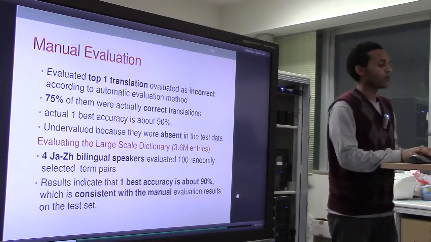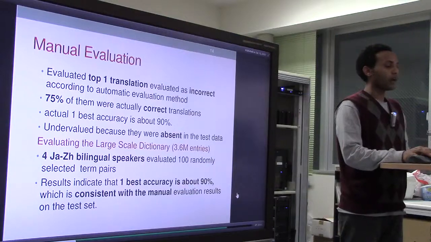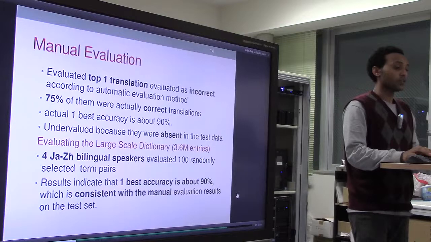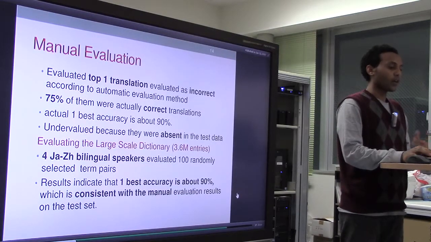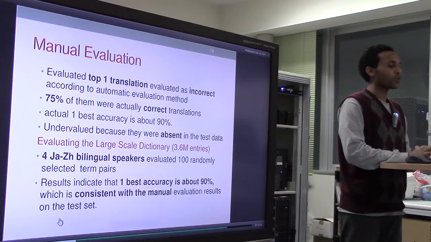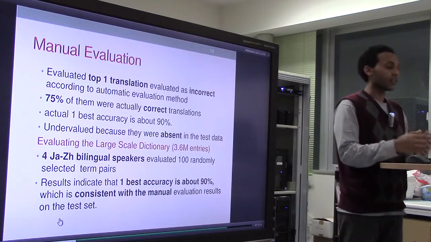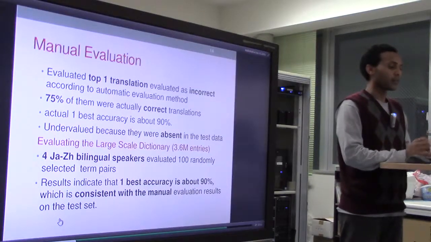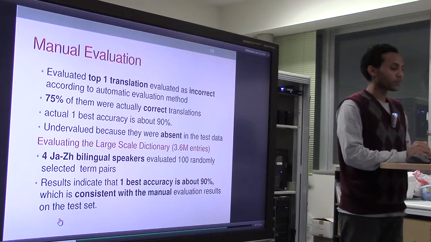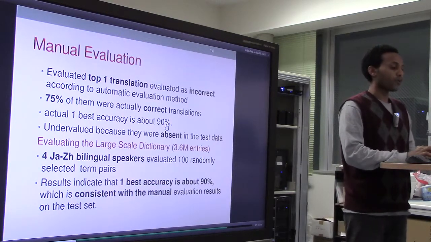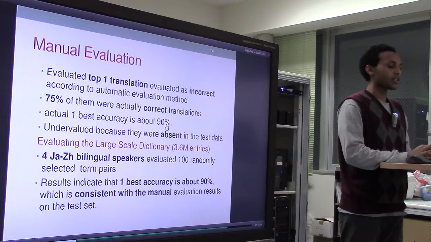So there were two types of evaluations done. One is the manual evaluation. So they evaluated the top first translation to be correct or incorrect by human evaluation. And 75% of them were found to be correct translations, even those categorized as incorrect by automatic evaluation. So the actual one-best accuracy is about 90%. 90% of the first ranked translations were correct.